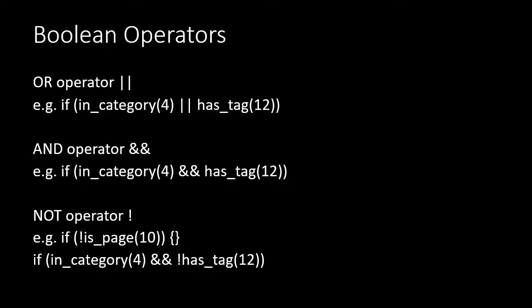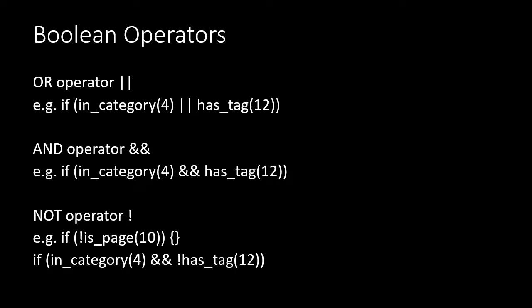Just before we go on and create a custom template, I want to talk a little bit about Boolean operators. Boolean operators are and, or, and not. And we have already seen the not. It's the exclamation mark that we used in an earlier example to say, if this is not the About Us page, then run this code. The top operator there is the or. It's a double pipe. And this will evaluate to true if one or other of the two conditional statements is true. So if you have a post that's in category 4 or it has tag 12, then that becomes true.